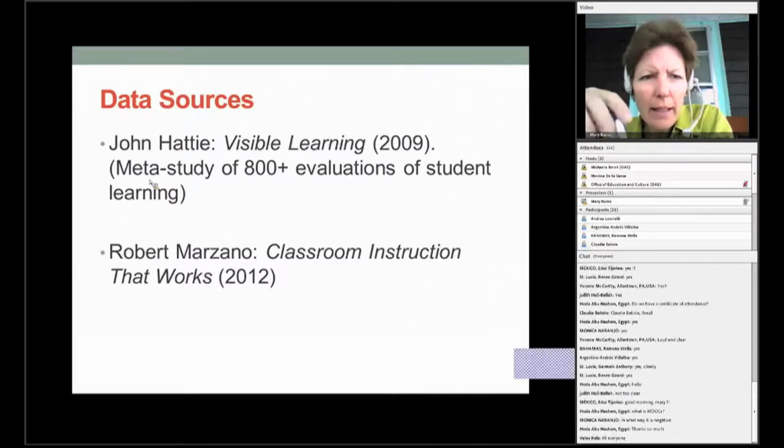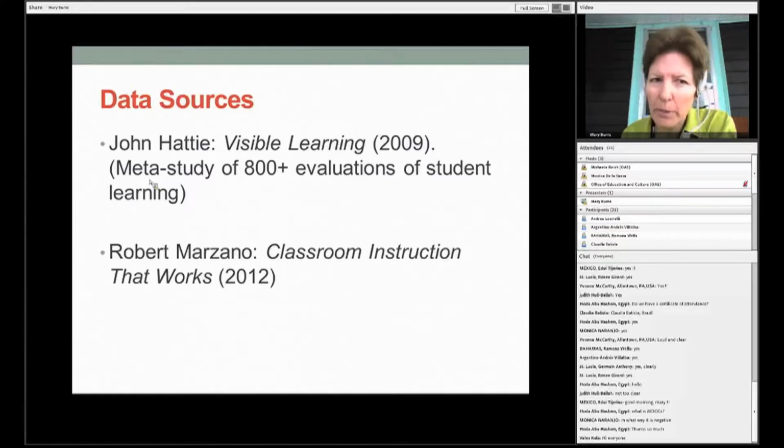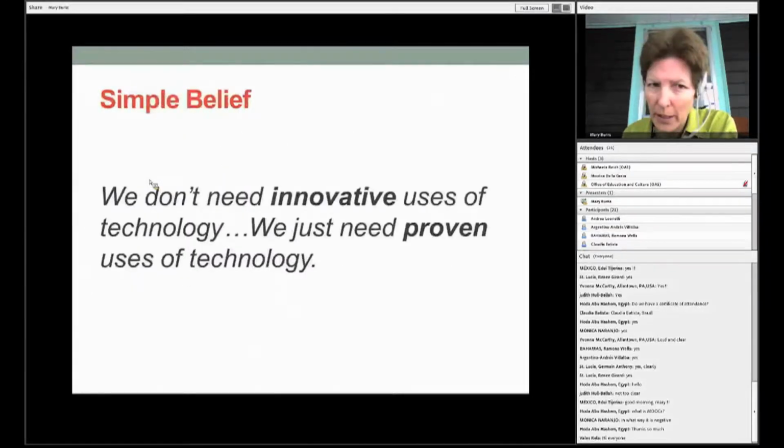And the second source that I'll use is from an American educator named Robert Marzano, primarily his work Classroom Instruction That Works, and he looked primarily at U.S. classrooms. Since we have an international audience, I'll probably draw more from, I am drawing more from, John Hattie's work.